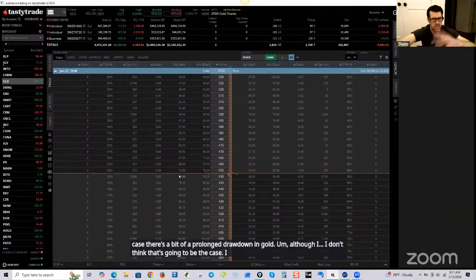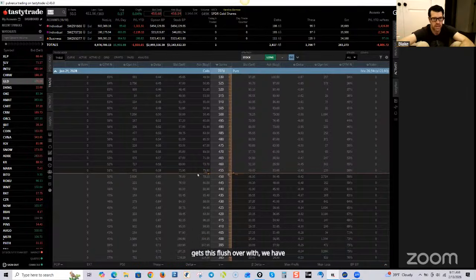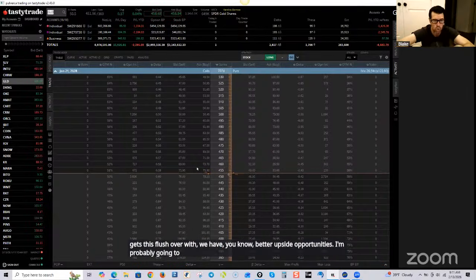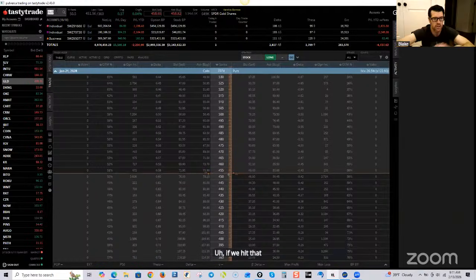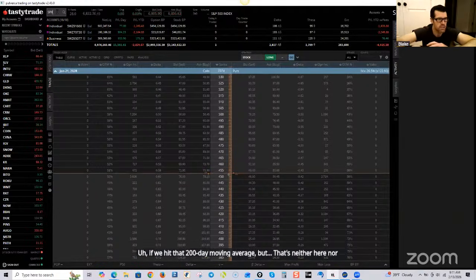I think gold just gets this flush over with, and we have better upside opportunities. I'm probably going to look to get synthetically long gold if we hit that 200-day moving average, but that's neither here nor there. So let's talk SPX.